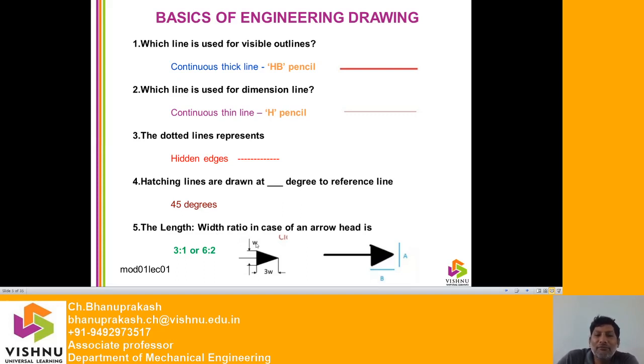Next, the length-width ratio in case of an arrowhead. See here the arrowhead, this is the height of the arrowhead, which I am representing with W. Here the length of the arrowhead I am representing with 3 into W. For example, taking W equal to 1, this is 3 into 1, 3. So the ratio is 3:1. Generally, they will take the ratio 3:1. If the diagram is somewhat bigger, then we can go for 6:2. These are the ratios generally preferred for any arrowhead.